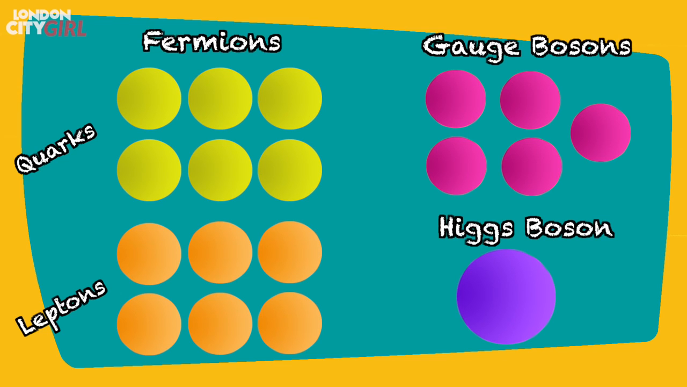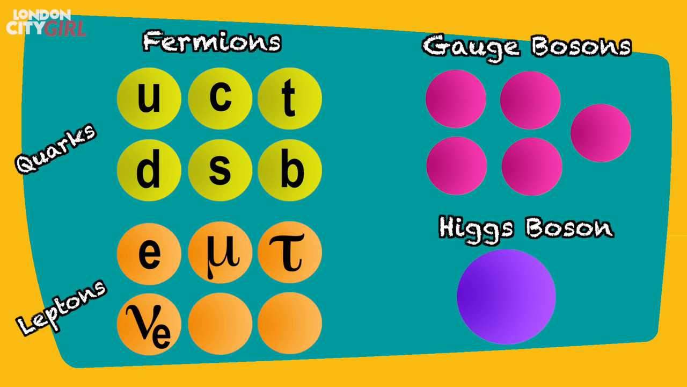We have the matter particles, or fermions, which are divided into quarks and leptons. There are 6 quarks: up, down, charm, strange, top and bottom. There are 6 leptons: electron, muon, tau, electron neutrino, muon neutrino, and tau neutrino. We then have the force carrier particles, otherwise known as gauge bosons.